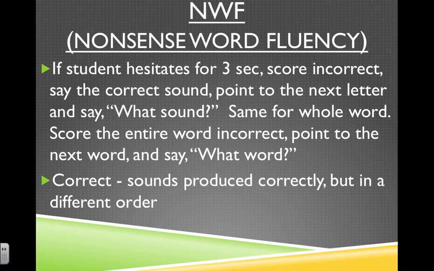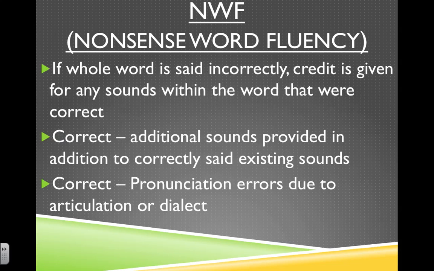You will mark something correct. In other words, you'll underline it for any sound that is produced correctly. But if it's in a different order but they're doing the right sounds, then you would mark them correct. If the whole word is said incorrectly, the credit will be given for any sounds within the word that were correct. So if the student is opting to say whole words, and let's say they get the first sound and the last sound wrong within that whole word that they're saying, but the middle sound is correct, then you would give them the credit for the middle sound.